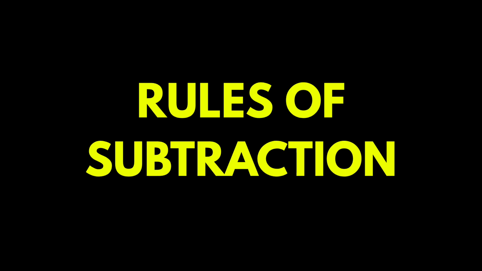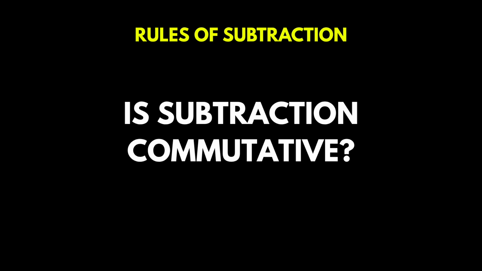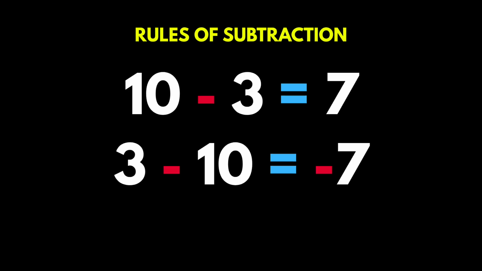Unlike addition, subtraction does not have the same properties. And this is actually really important to understand, because students sometimes assume that it does. The first question is, is subtraction commutative? In other words, does the order matter? 10 minus 3 is 7, but 3 minus 10 is negative 7. Those are clearly not the same answer. So no, subtraction is not commutative. Order does matter. Always put the larger number first, unless you are working with negatives.